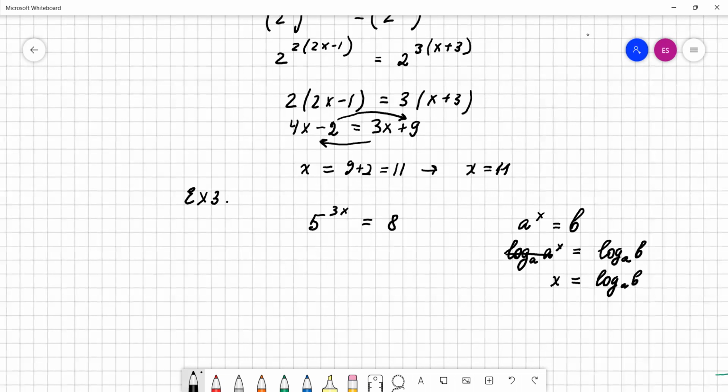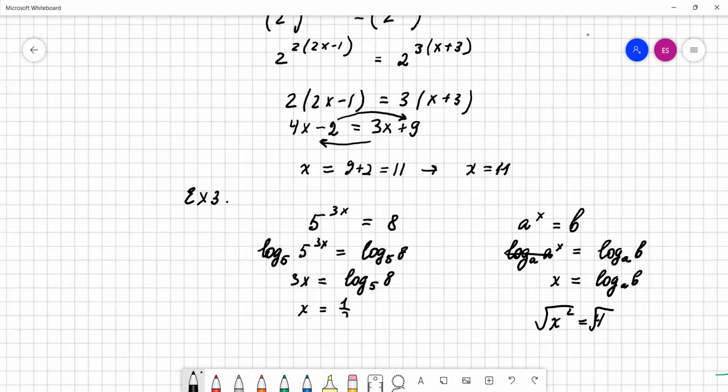Well, usually we do this with equations like that. We have x squared equals, for example, 4. We extract the square root. Actually, we apply the inverse on both sides, right? Why don't we apply the inverse here? Because the base is 5, I'm going to apply logarithm with base 5 of 5 to the power of 3x equals logarithm with base 5 of 8. And now I know that the logarithm with base 5 and the power are going to cancel, and 3x is going to be equal to logarithm with base 5 of 8, or x equals 1 over 3 logarithm with base 5 of 8.